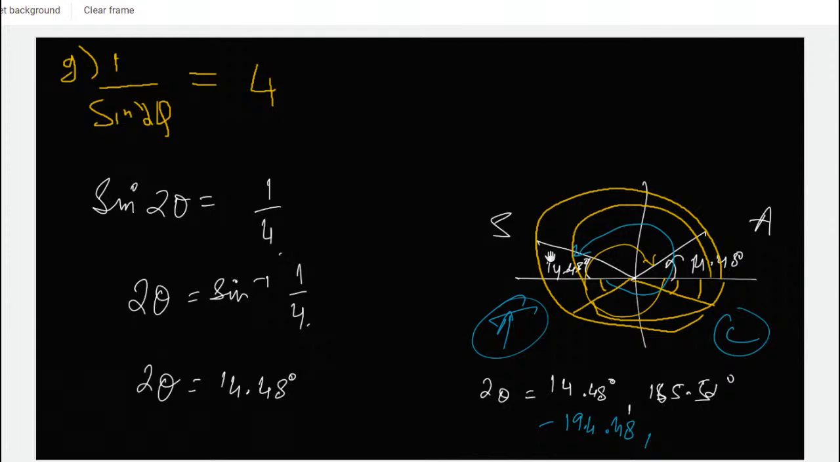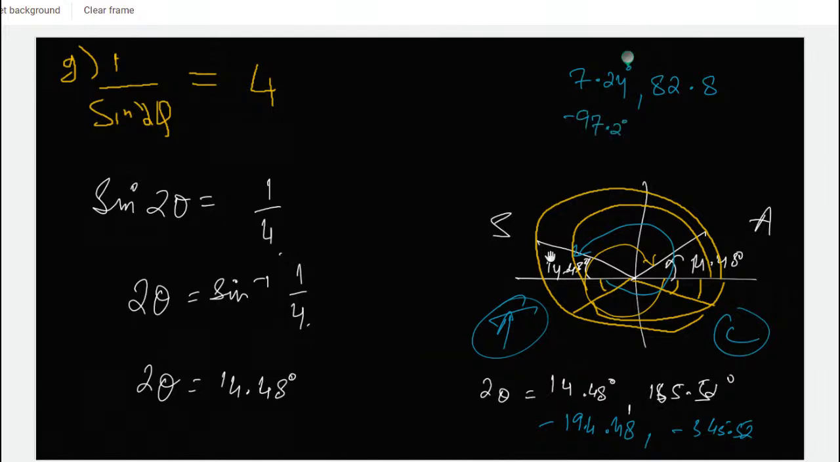Minus 14.48. Now if I find values for theta, 14.48 divided by 2 will be 7.24. 7.24. Okay, 82.76. So I have to give it in 3 significant figures. It will become 82.8. Yeah, 97.2 would be negative. Minus 97.2 degrees. Perfect.